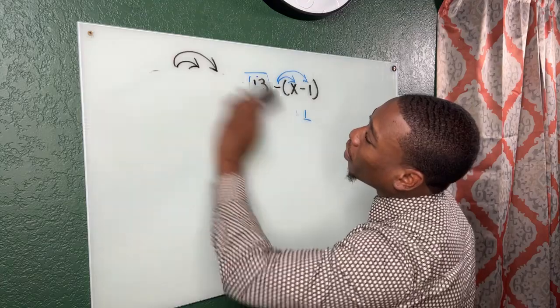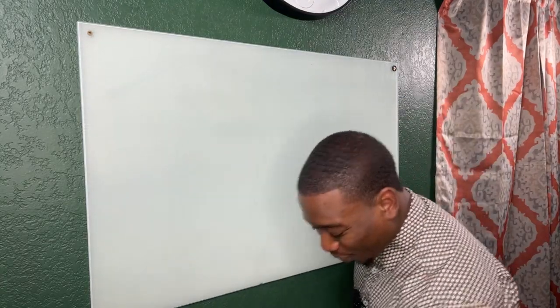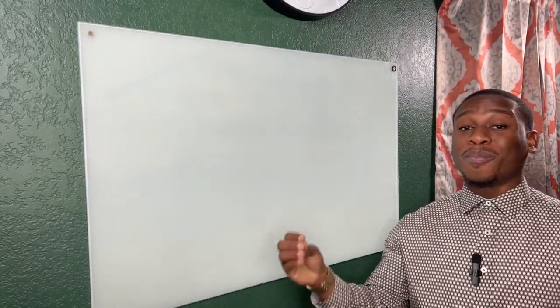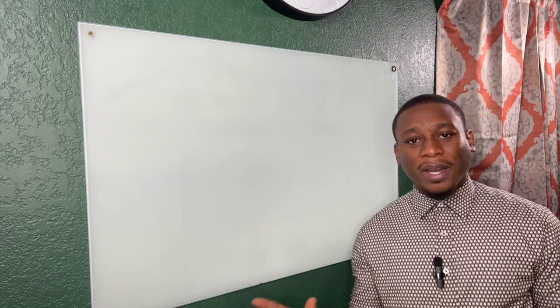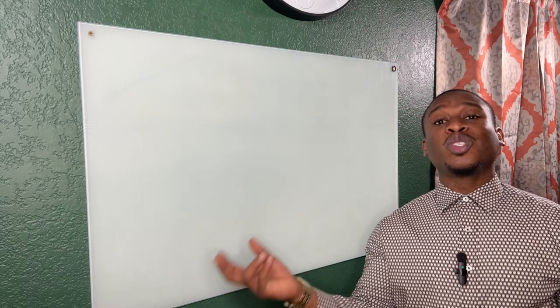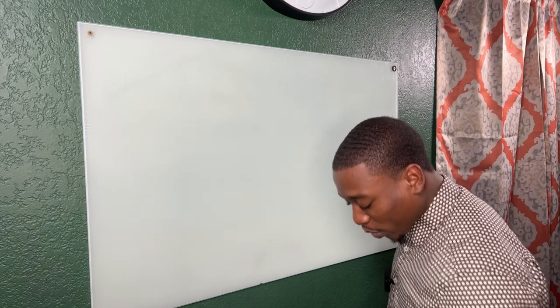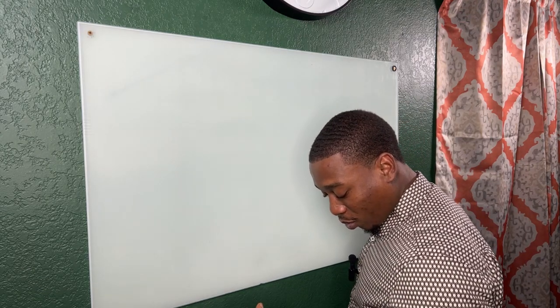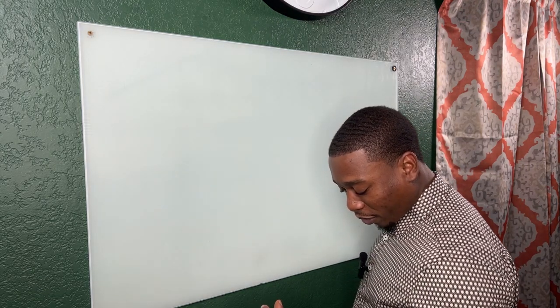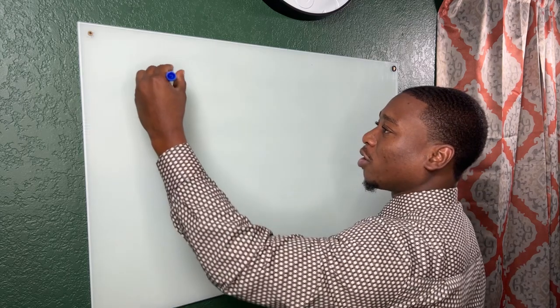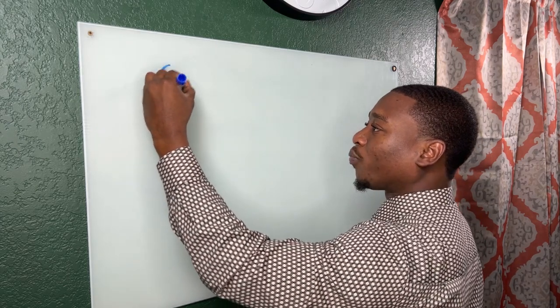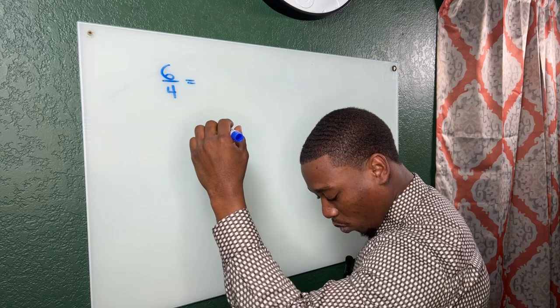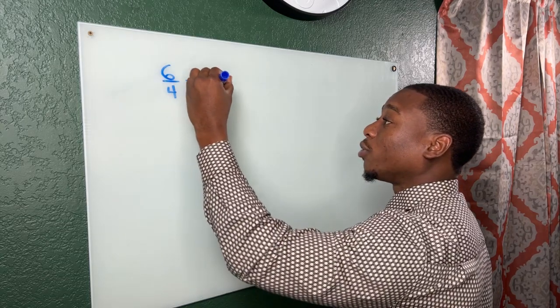Now, the second part of this video, we're going to be talking about algebraic proportions. So I'm going to teach you guys how to set it up. And then once we set it up, it's going to help us with solving equations. So let's look at the very first instance, right? So we have 6 over 4 is equal to x over 2.